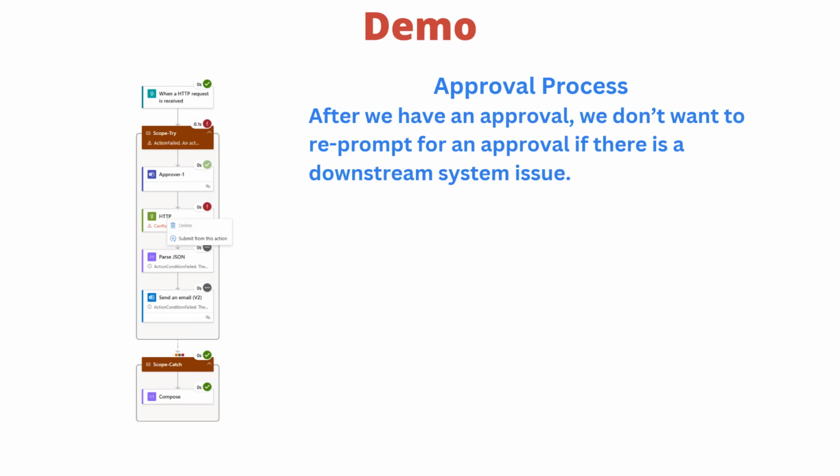As I mentioned before, it's going to be an approval process demo where basically after we have an approval, we don't want to reprompt for that approval if we've already got it, if we have a downstream system issue. So that's what's going to happen over here. We do have this HTTP call that's going to call a backend system, and if that has failed, and now we know the system is back up, we can just submit from this action instead of annoying our approver. So let's jump into the demo.